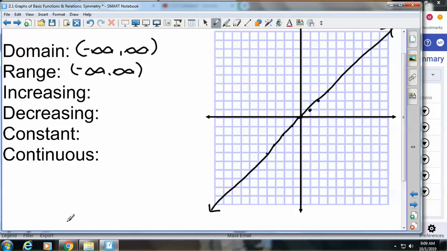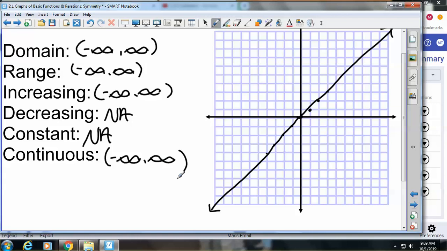Okay, increasing, decreasing, constant. As I go from left to right, what is this graph doing? Increasing the entire time. So it's increasing from negative infinity to positive infinity. So no decreasing, no constant. Continuities, where is this graph continuous? The whole way. We don't have any breaks in the graph. So it's continuous from negative infinity to positive infinity.